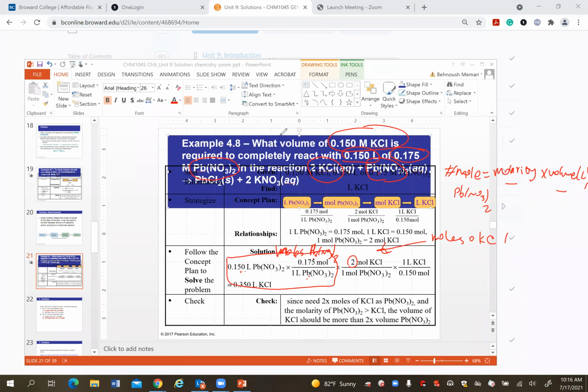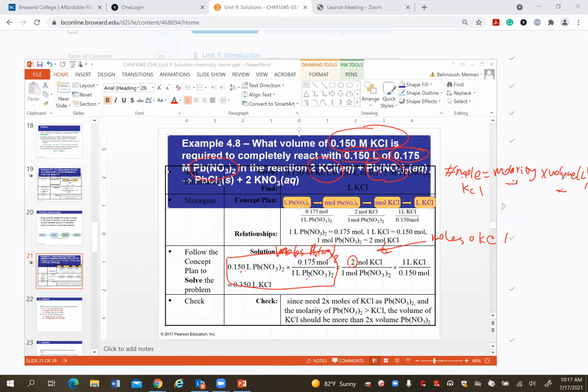You can do this in multiple steps, but if you have the number of moles for KCl, what other information do you need in order to find the volume? If you have number of moles for KCl, you have the molarity for KCl, and you find the volume for KCl. You can rearrange this formula in a couple different ways. You could say volume equals number of moles divided by molarity.